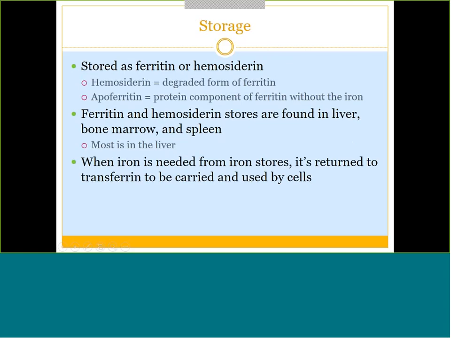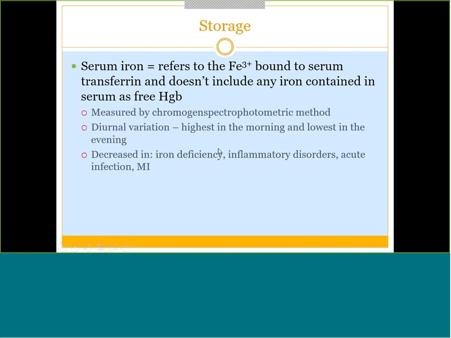So here's just the stored form, ferritin, hemosiderin. Hemosiderin is technically like a degraded form of ferritin. Most of this is stored in the liver, the bone marrow, the spleen, but a lot of it's the liver. All right. So again, when iron is traveling to the bone marrow, it's traveling on that transferrin protein in the 3+ state, but once it gets to the bone marrow, it'll change to 2+. And the rest of this, I really don't need you to remember.